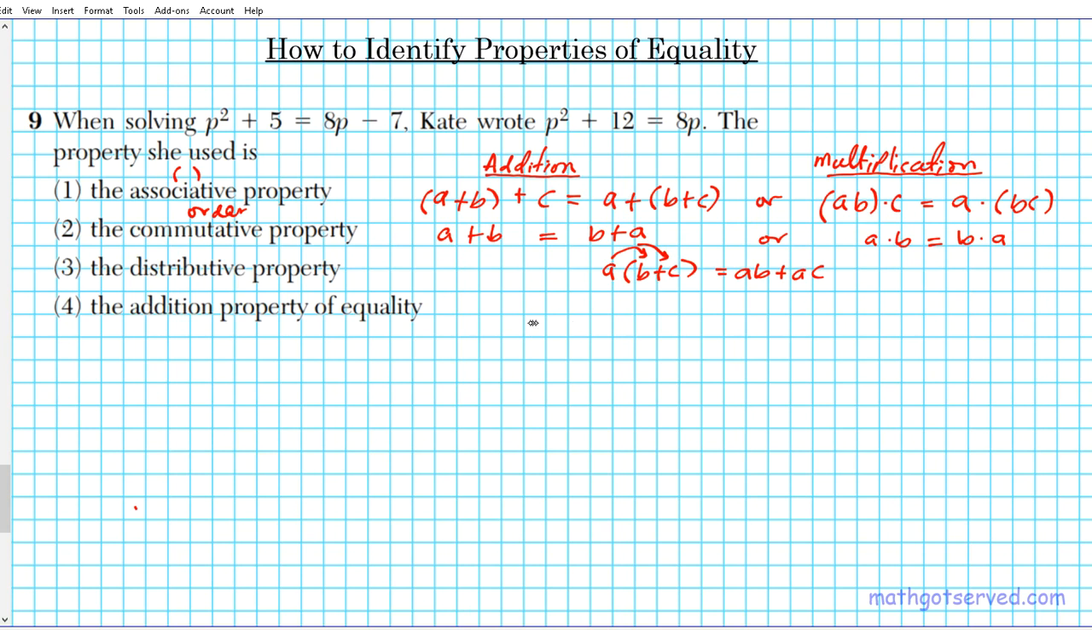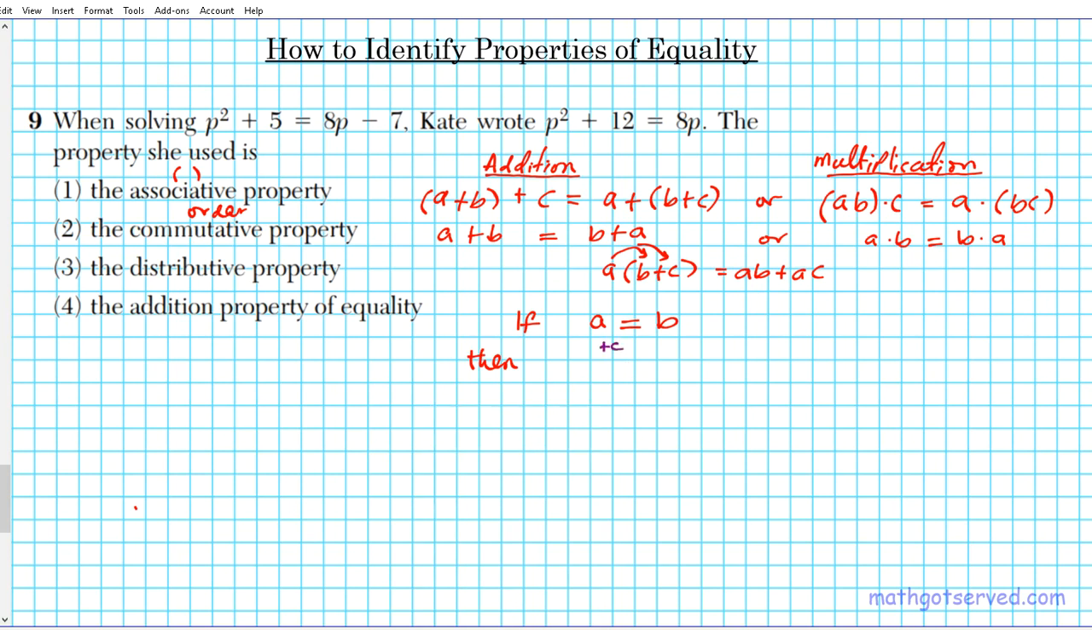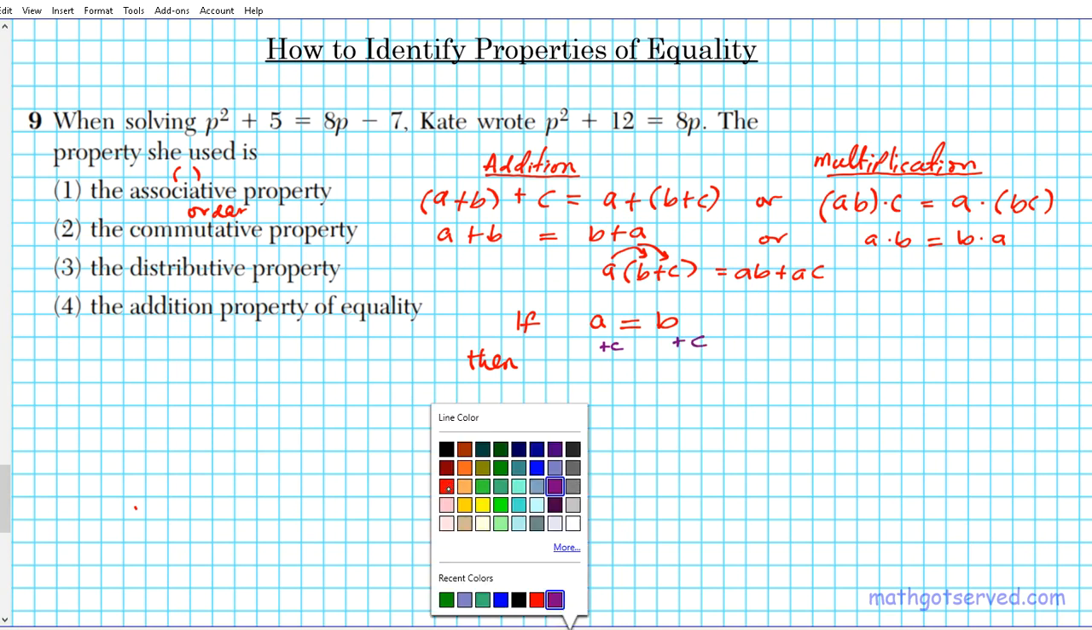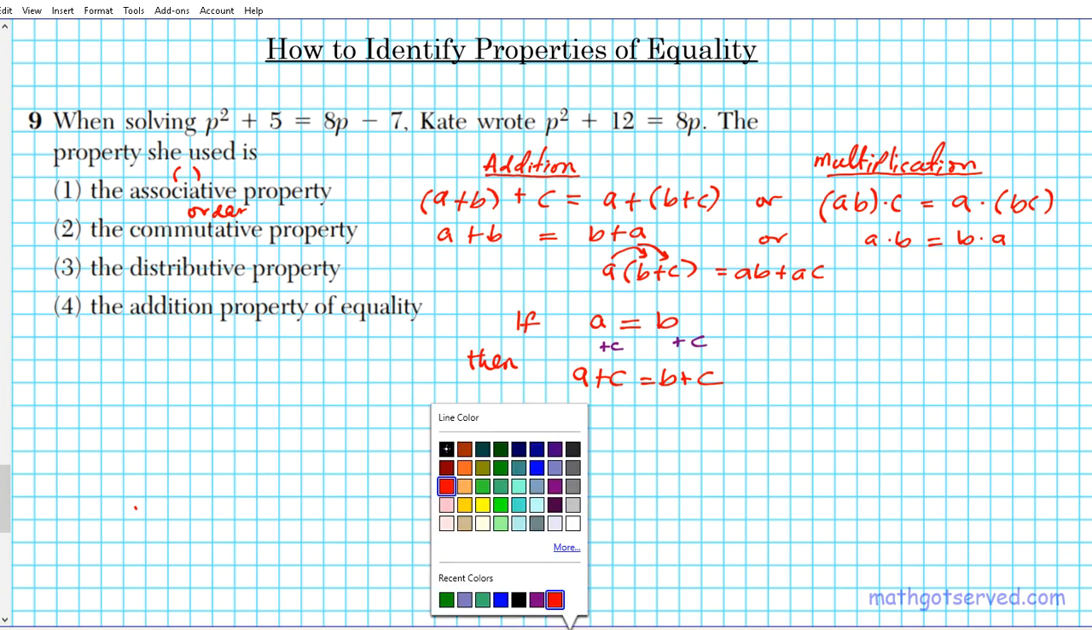Last one, addition property of equality. If you have an equation statement, let's say a is equal to b, then what you can do is add the same number value to both sides, let's say you add c to both sides, guess what? The equality is preserved. So then a plus c is equal to b plus c. Bam. Alrighty, so let's see what's happening in the problem that Kate is working on.